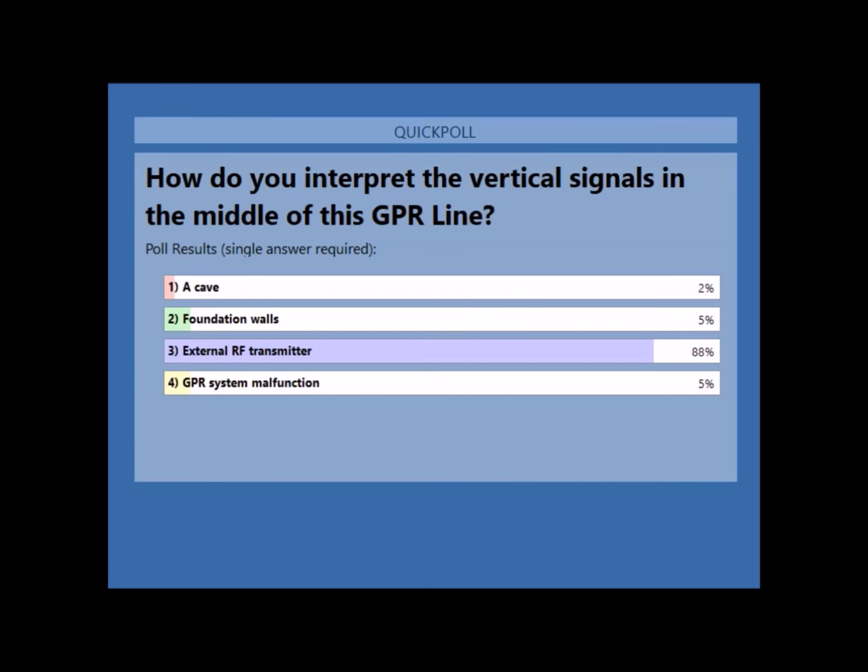The thing to note here is that the signals are present before the GPR transmitter even fired. So these are not GPR signals. This energy did not reflect from objects in the subsurface. So anything that suggests an object like a cave or foundation walls is not the right answer. But the vast majority of you got the right answer, so I'm happy to see that. Let's move on.